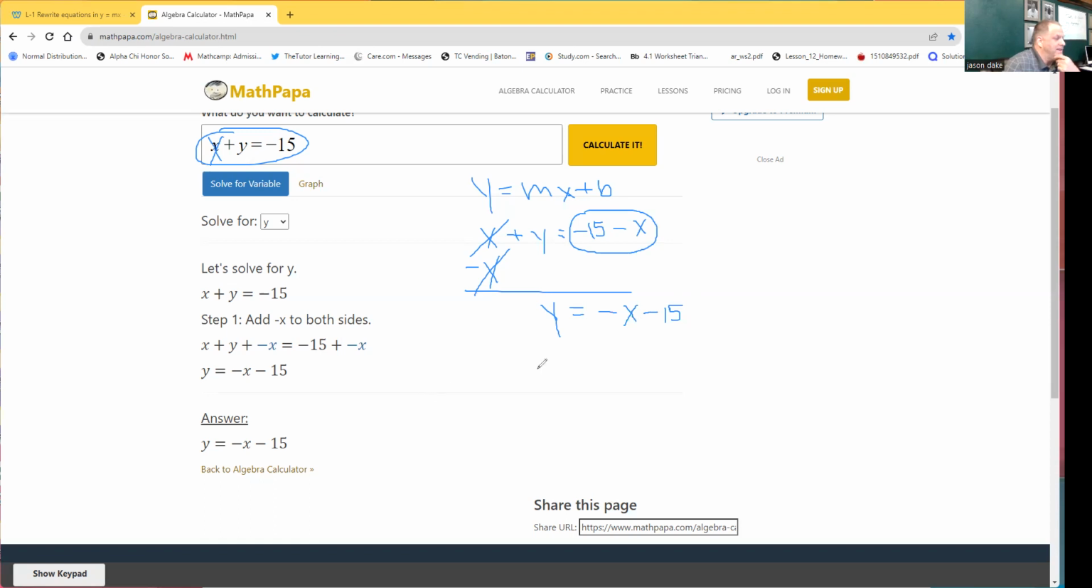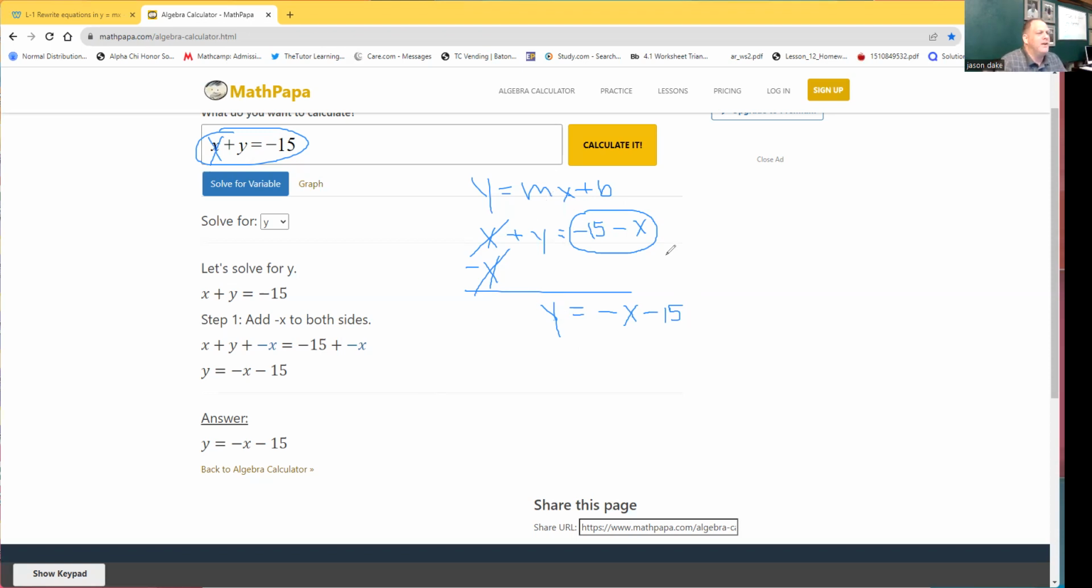Okay, so does this look like our answer? Yes. Does this look like our y equals mx plus b? y equals mx plus b. Oh, well, not quite. You're going to say, but the slope is gone. The slope is gone. What do I do? Which brings us to the main point of this video.